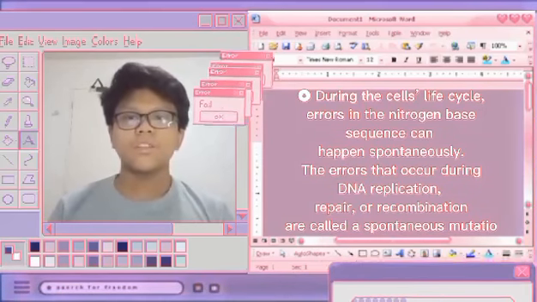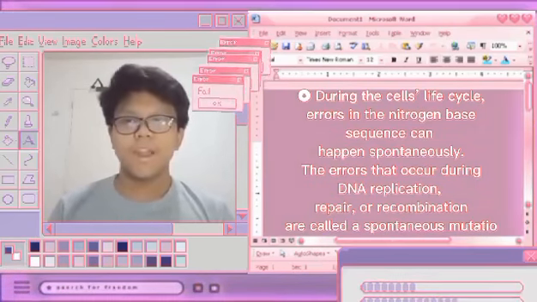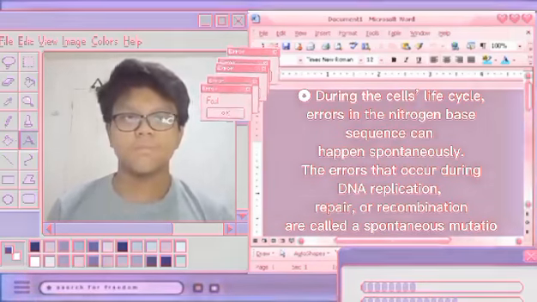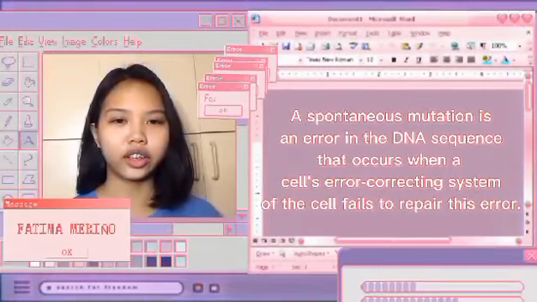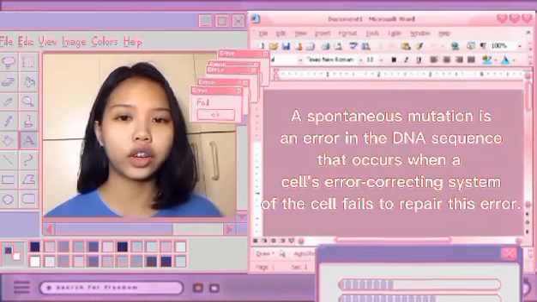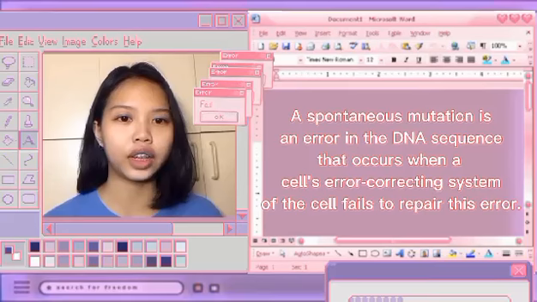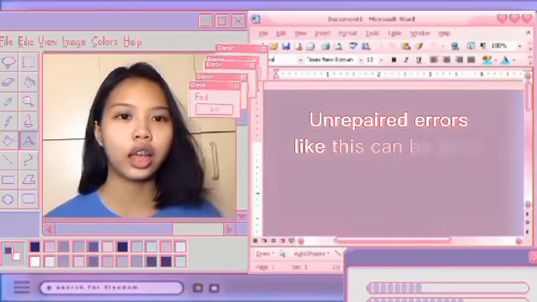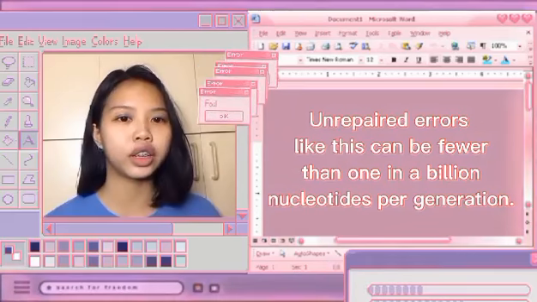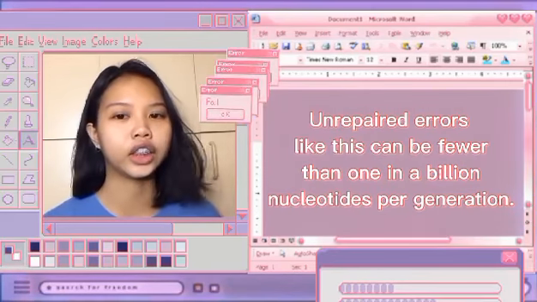The errors that occur during DNA replication, repair, or recombination are called spontaneous mutation. Spontaneous mutation is an error in the DNA sequence that occurs when the error-correcting system of the cell fails to repair this error. Unrepaired errors like this can be fewer than 1 in a billion nucleotides per generation.